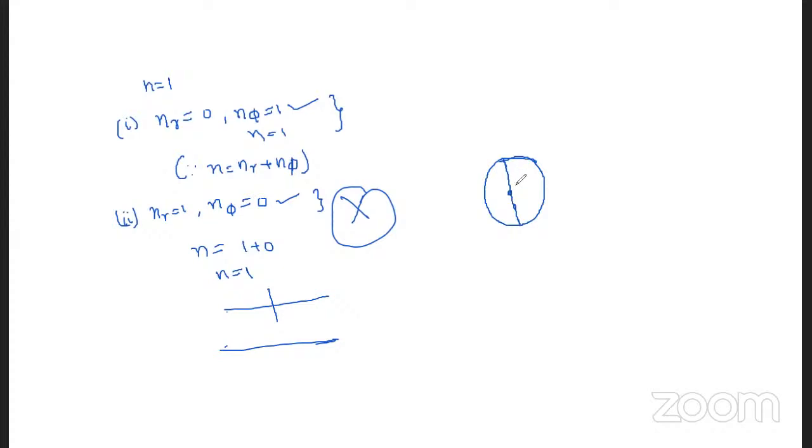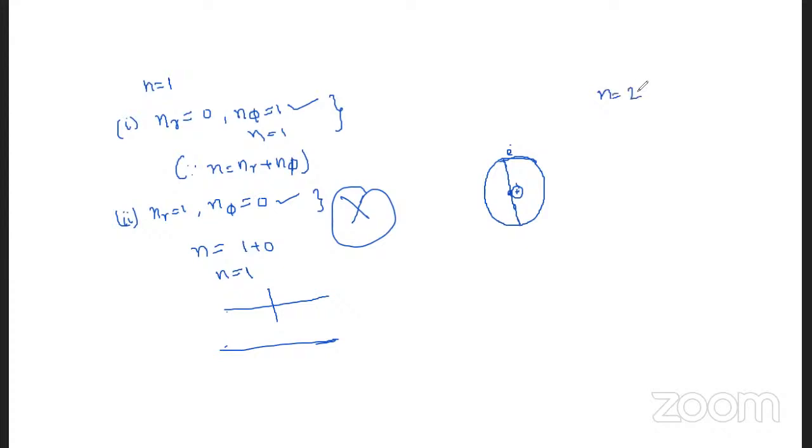As we have seen in the case of Bohr's theory, he says that at the center we have the nucleus, and the electrons revolve around the nucleus in this manner. So when we take n phi equal to 1, we get this condition. This is the case of n equal to 1. And now if you have n value equal to 2 here.